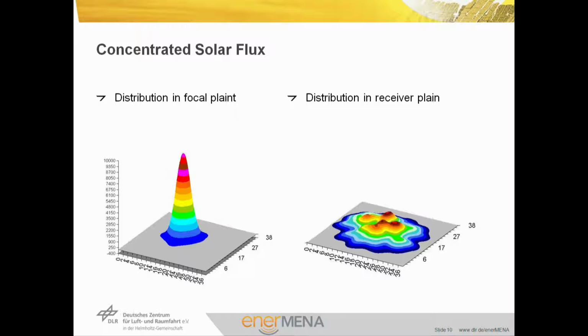But as you can see in the right figure, the flux density in the receiver plane is not as regular as we would like. The most important quality criterion of a concentrator is the resulting flux distribution on the receiver plane, which should be as even as possible.